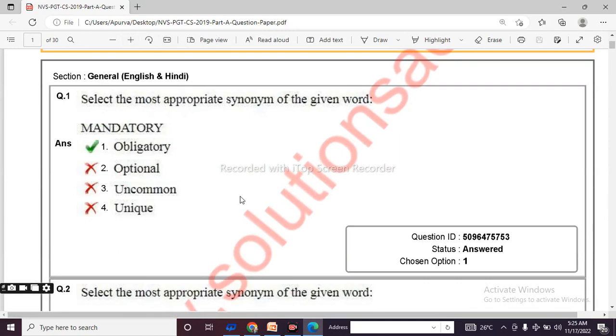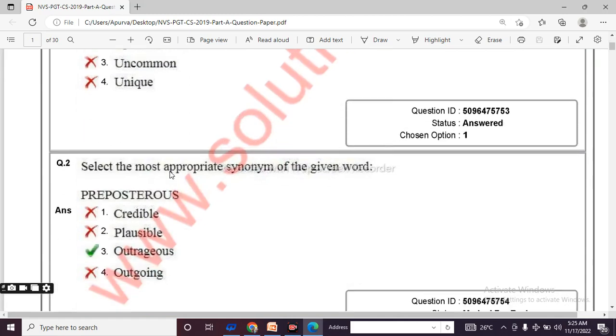Select the most appropriate synonym of the given word. Synonyms and antonyms you are aware of. Mandatory. Mandatory means which is necessary. So what will be the option? You can see obligatory is the correct answer. Here we have the options optional, uncommon, unique. So we have the answer as obligatory.